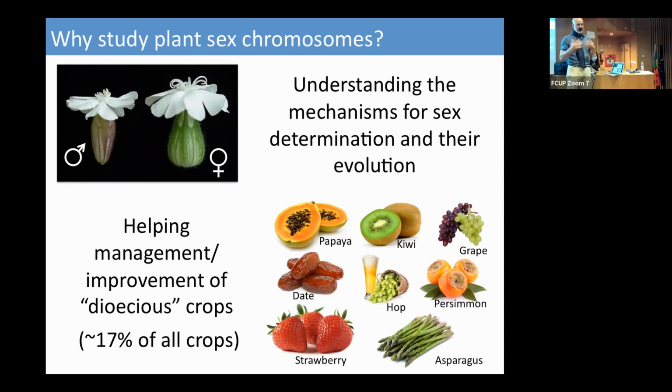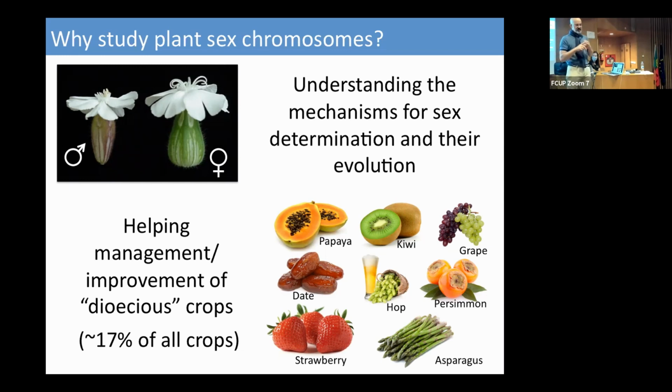Of course, if you don't understand sex determination in those plants, it's a problem if you want to control reproduction. For example, in the many dioecious crops, only one sex is economically important. So the knowledge of sex chromosomes allows identifying plants with that particular sex really early and increasing the output.